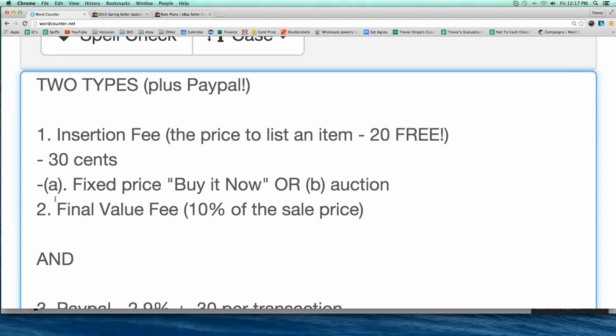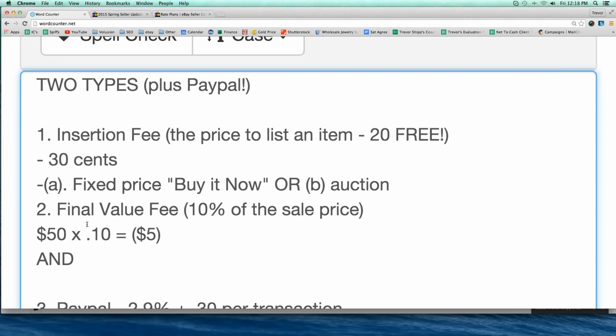Now, in the same scenario, if it's a $50 item I listed for 7 days and it was my 5th listing of the month, there would be no insertion fee. But if I sold it, eBay is going to charge me 10%. Okay? So on my $50 sale, multiply that by 0.10 for 10%. eBay takes, right? They take $5 from me. That's called the final value fee. So that's their commission.